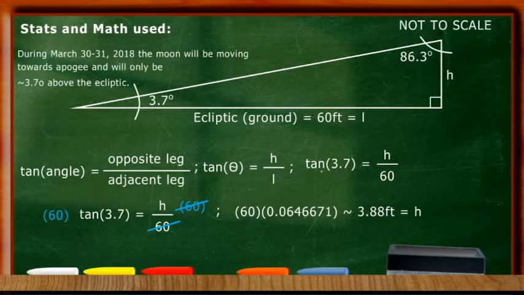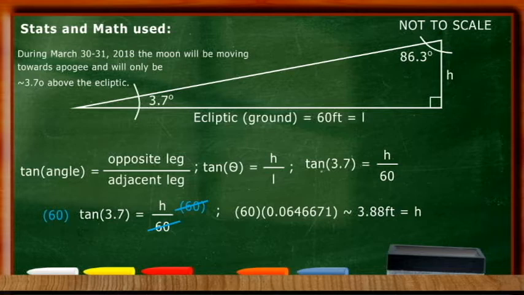But during March 30th to 31st, 2018, the moon will be moving towards apogee, so its furthest point away, and will be only 3.7 degrees above the ecliptic. Sorry, I forgot to superscript that. But anyway, we plug that in, and we get my height. So my moon is going to have to be about 3.9 feet higher than my Earth will have to be at the ecliptic, all right?